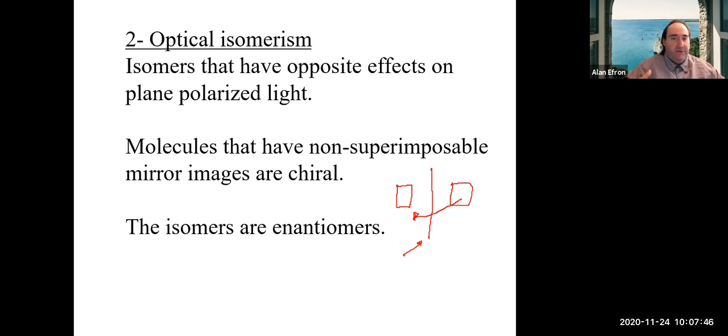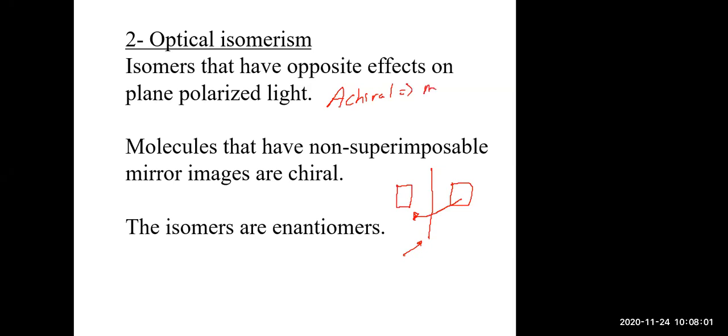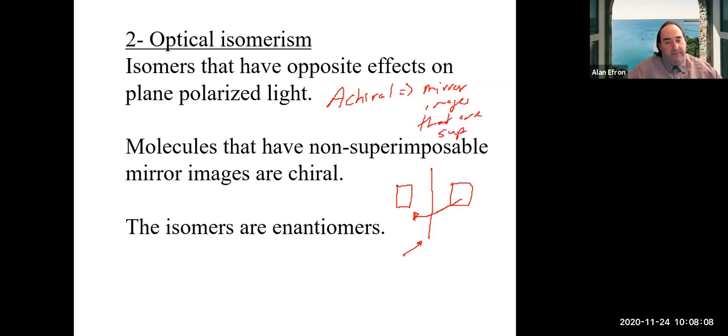That's what is referred to as a chiral molecule, or a reflection of our hand. Something where you do have a mirror image that is superimposable is sometimes referred to as being achiral. Those are molecules that have mirror images that are superimposable. The isomers are sometimes referred to as enantiomers as well. Any questions on that there?